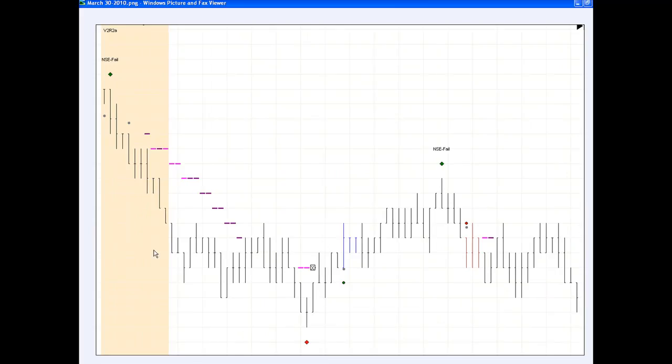Let's move on to March 30th. Coming out of no zone, all right? First NSE right here, another winning trade.